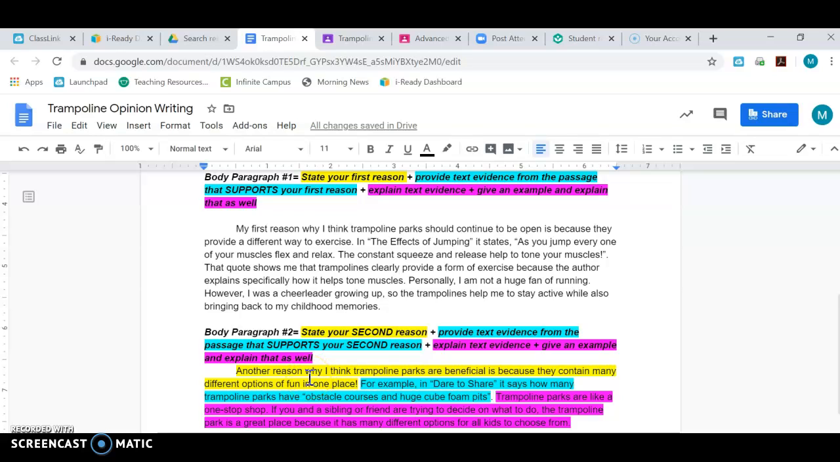So that's what you need to do today. State your second reason, find text evidence that supports that second reason, and then you need to explain in about 2 sentences, not just one. I would prefer you to do 2 like I did here. 1, 2, explain in 2 sentences how that quote supports your reason that you have in yellow.